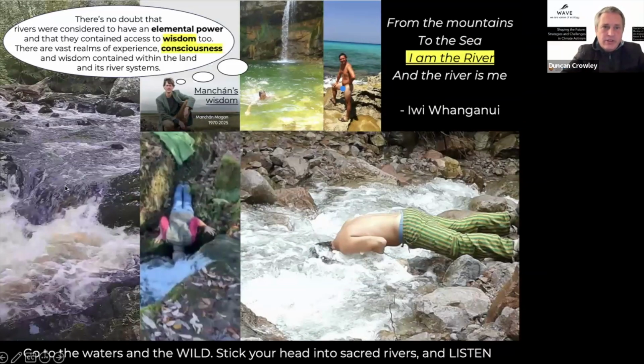Rivers are very important. So some of my advice would be go to the waters and the wild, stick your head into sacred rivers and listen. Listen to the waters. This guy here, Muiris Mac Gann, he died sadly last year. It was a huge loss to us in Ireland. He says that there's no doubt that rivers were considered to have elemental power. They contained access to wisdom too. I'm going to try to play some words of his. So just give me a moment. I'm hoping this works. If it does, we can listen to him talking about the rivers.